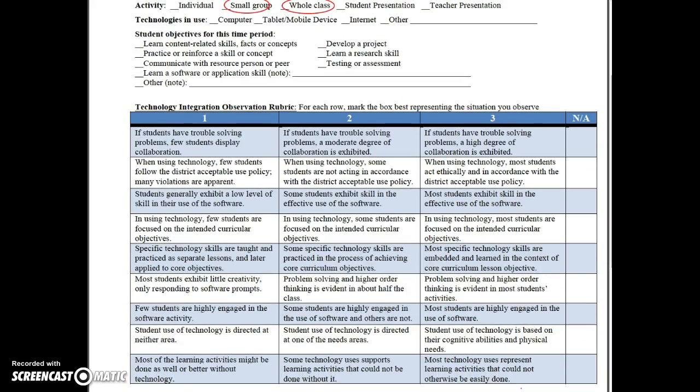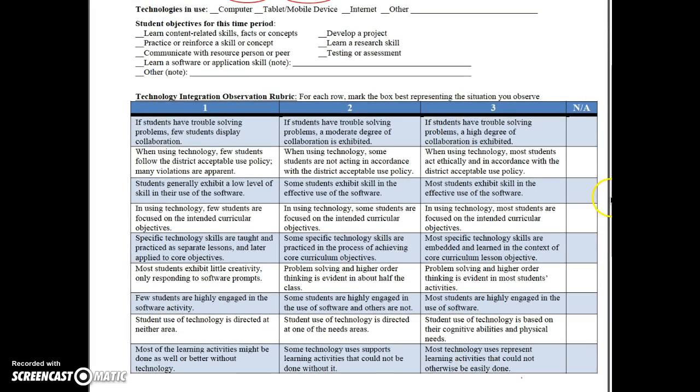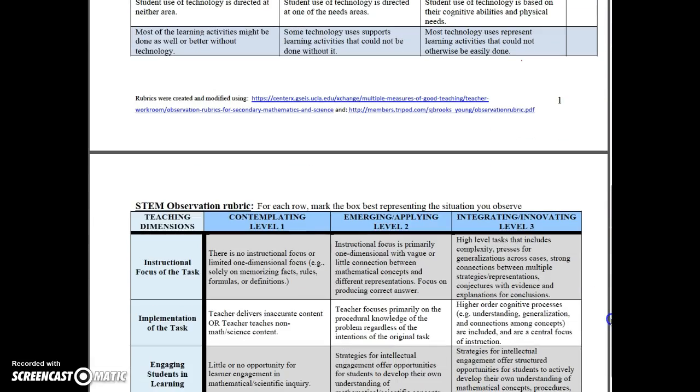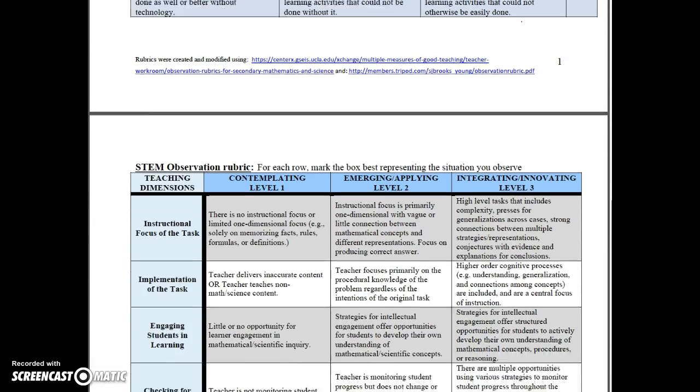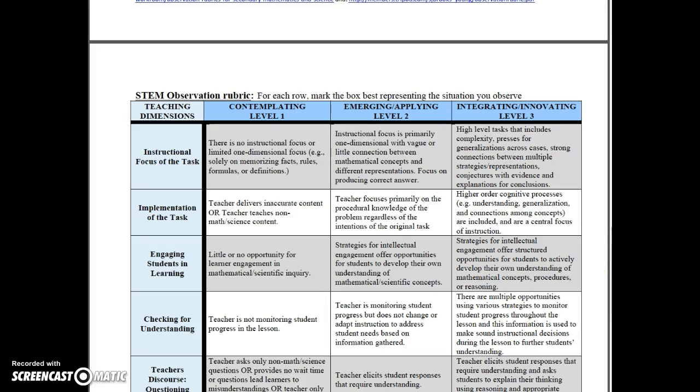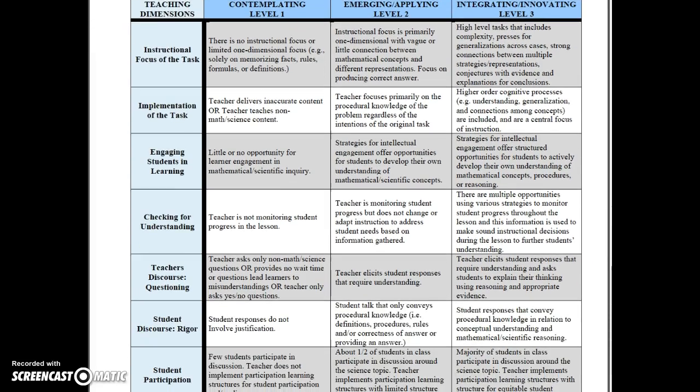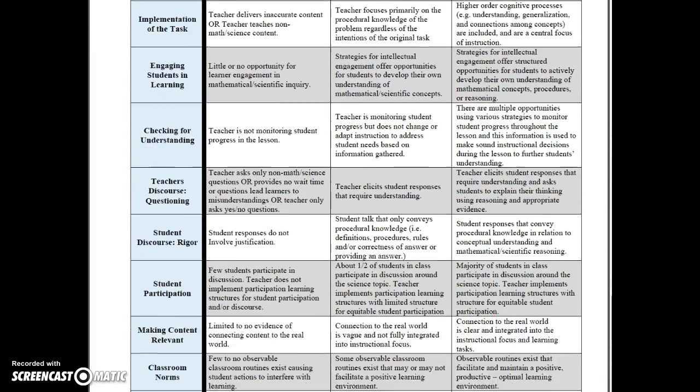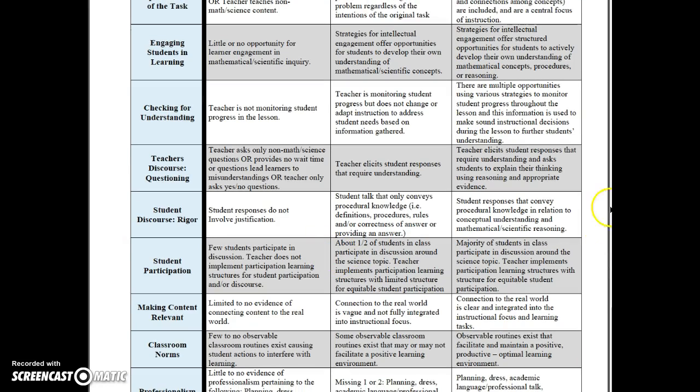If we scroll down, let's look at one section. I want to look at student participation. So you would just indicate level 1, 2, or 3. And so when she asked questions, about half the students in the class would raise their hand and answer. And that's one thing that you want to look for.